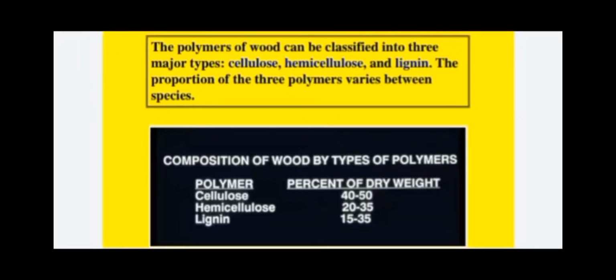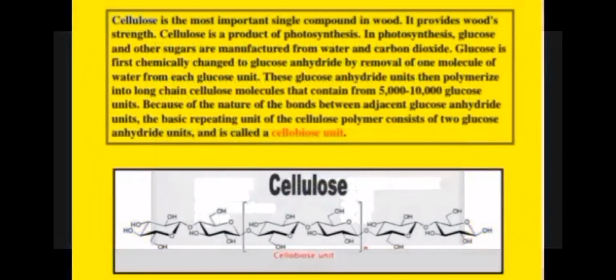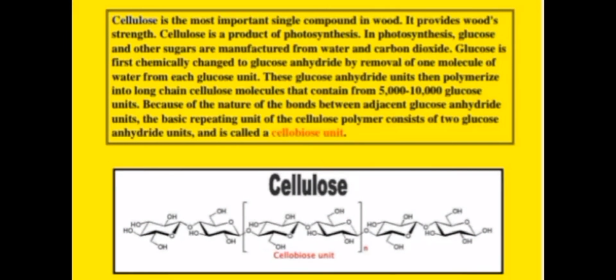Next, the polymers of wood can be classified into three major types: cellulose, hemicellulose, and lignin. The proportion of the three polymers varies between species. This is the composition of wood by types of polymers. Cellulose is 40 to 50 percent of dry wood, hemicellulose 20 to 35, and lignin 15 to 35. Cellulose is the most important single compound in wood.